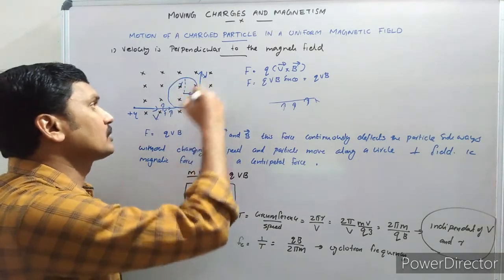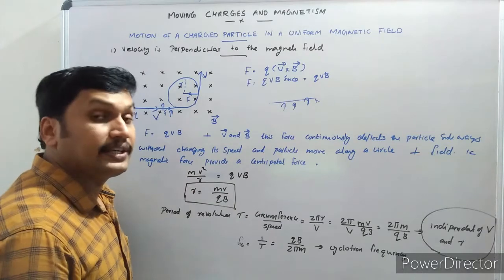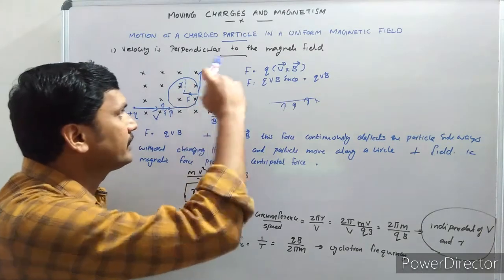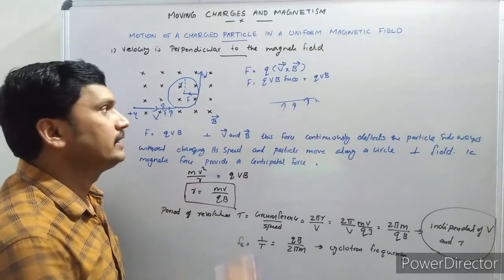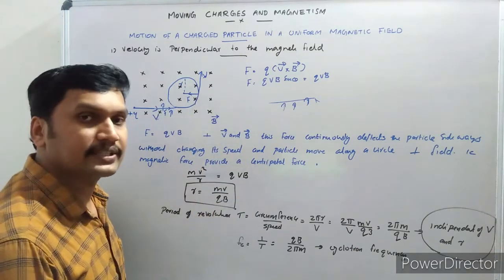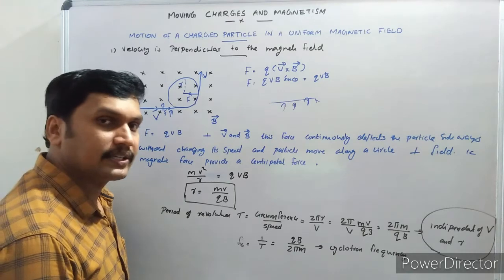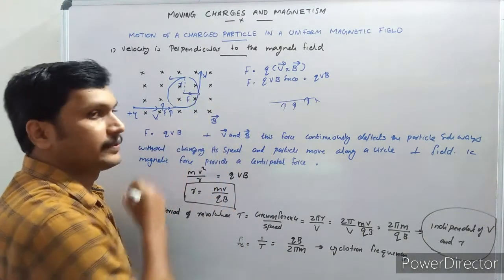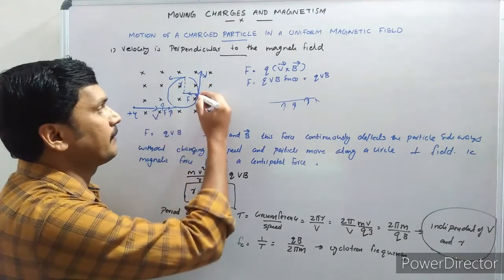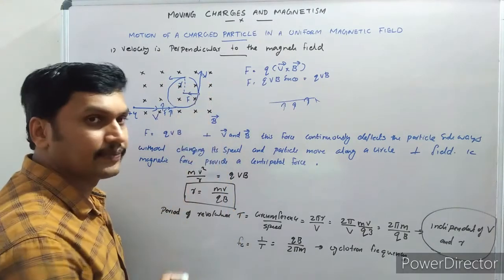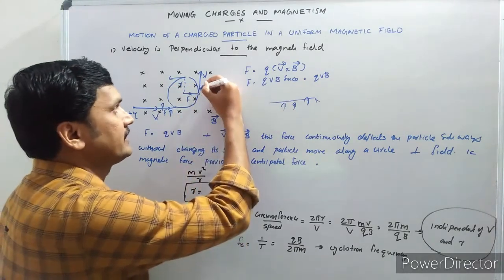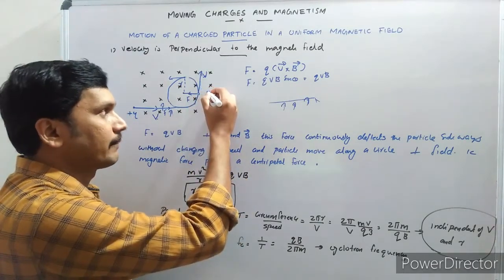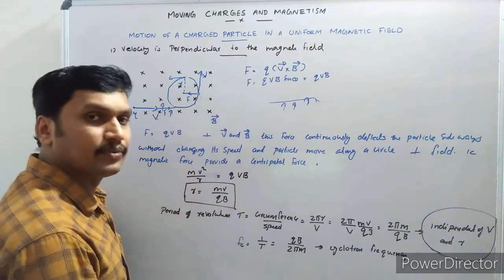When the charge is moving through a circular path, it needs a centripetal force. To maintain the circular path, it needs a centripetal force. Actually, this magnetic force gives the centripetal force. Let us see. Suppose the charge has reached here while describing the circular path. What is the direction of velocity? This is the direction of velocity. What is the direction of magnetic field? Perpendicular to this board and inward.